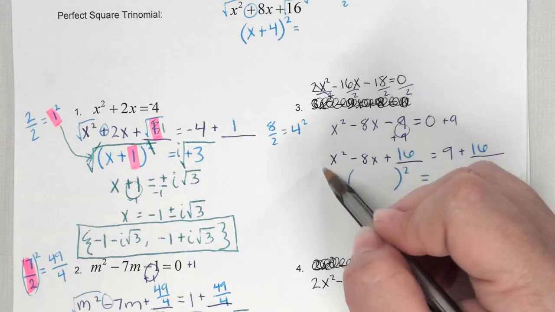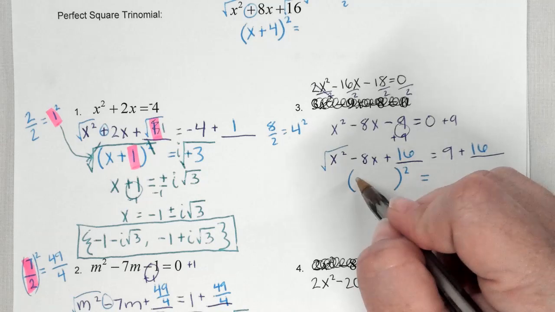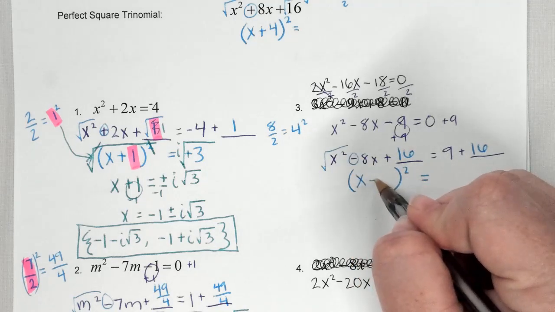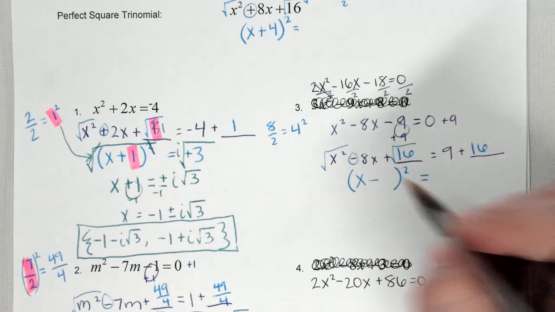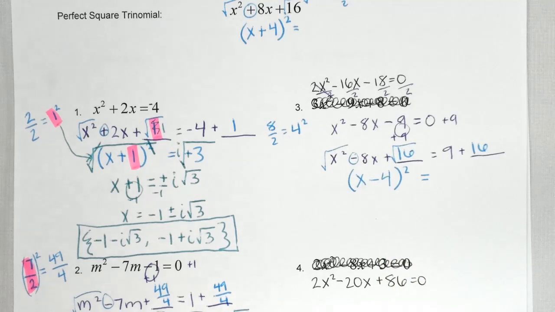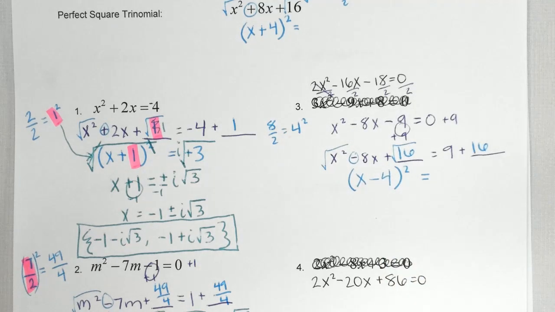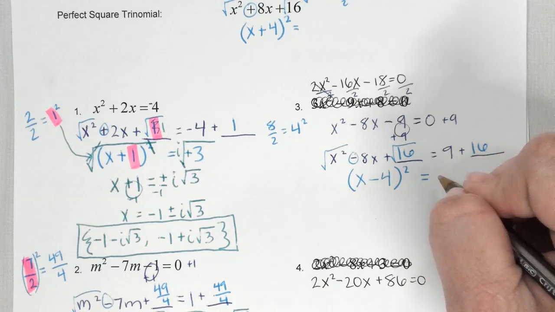So knowing that, what's the square root of x squared? And this is minus, so that's what goes in the middle. And what's the square root of 16? 4. And what's 9 plus 16? If you type it in your calculator, you get 25.